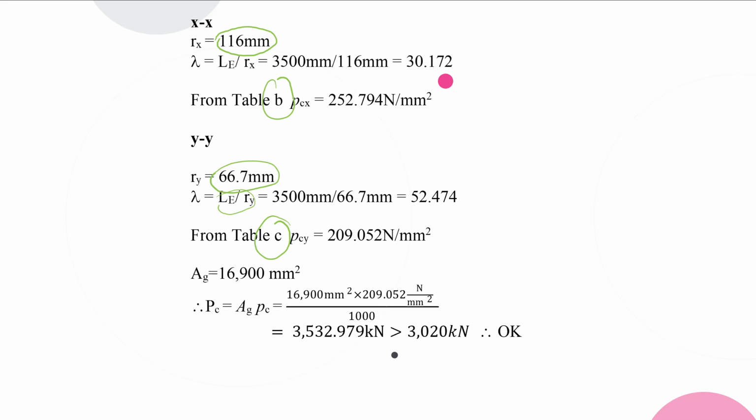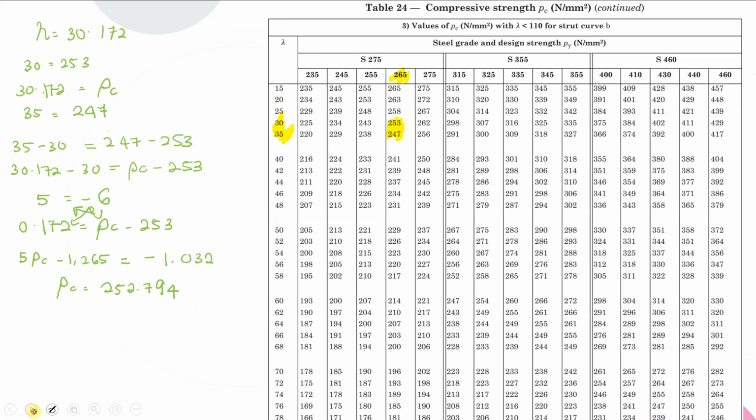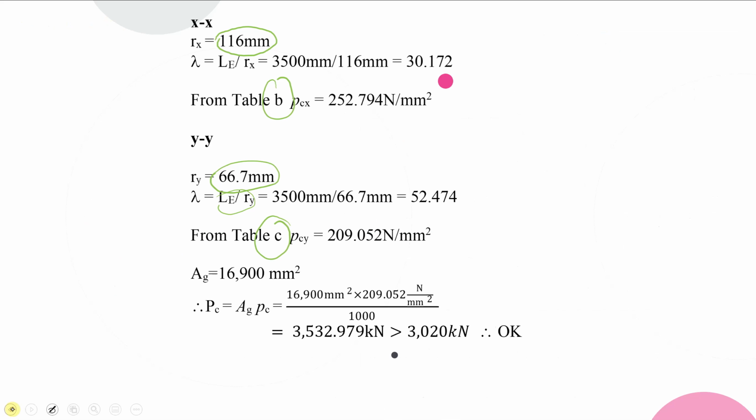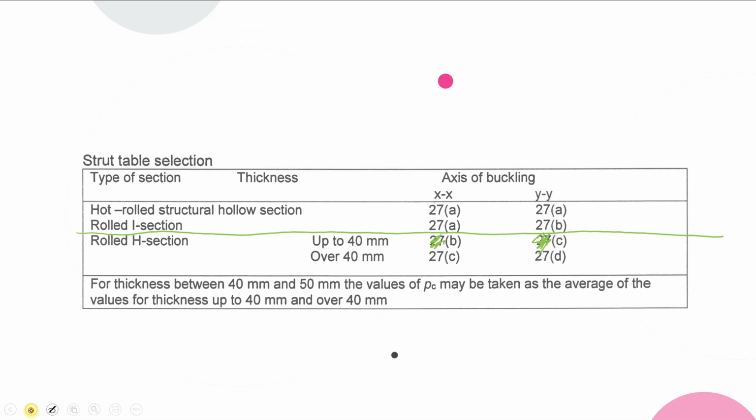So YY, I have explained everything up to here, and we already know which table C we want to use. Just pick this slenderness ratio which is 52.474. Check at curve C, 52.474. Okay, curve C, 474.